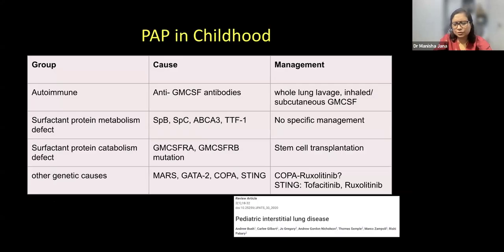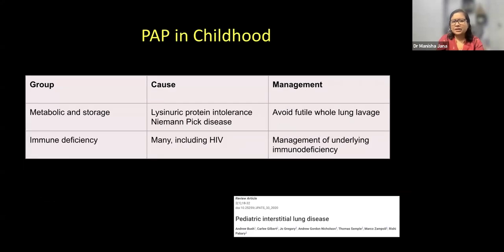Now, PAP in childhood is not a single disease entity. It has a lot of causes, being autoimmune, surfactant protein metabolism defect, other genetic causes, and metabolic and storage disorders, and even immunodeficiencies.